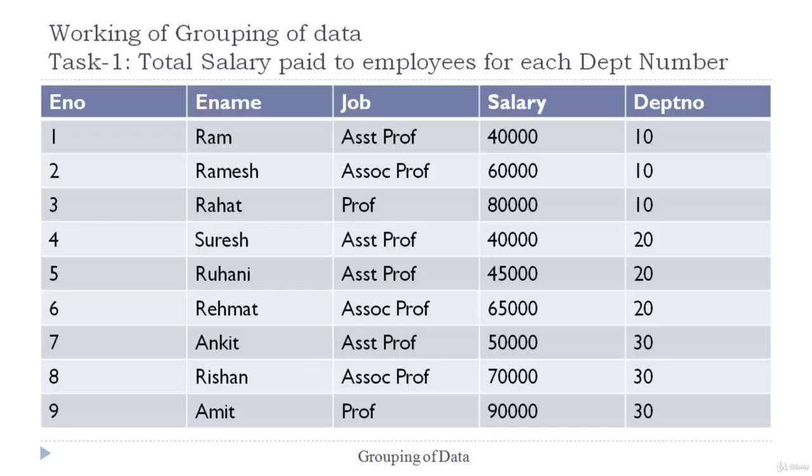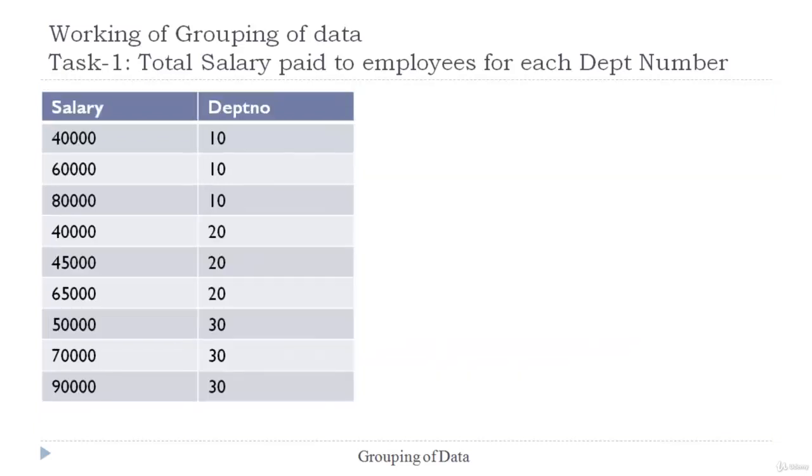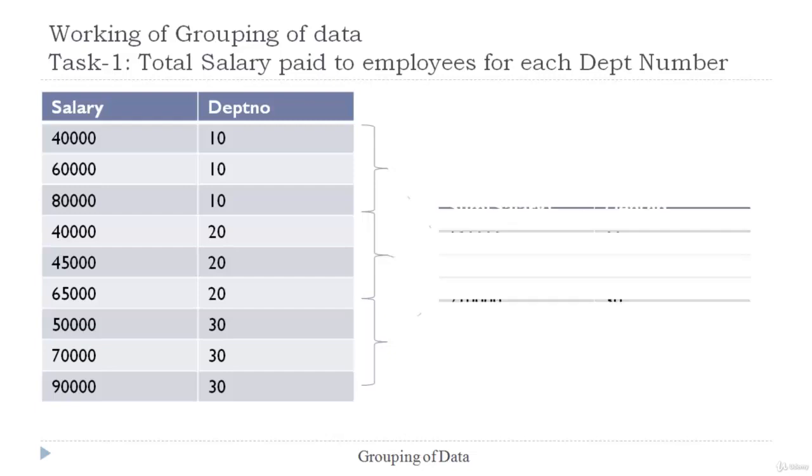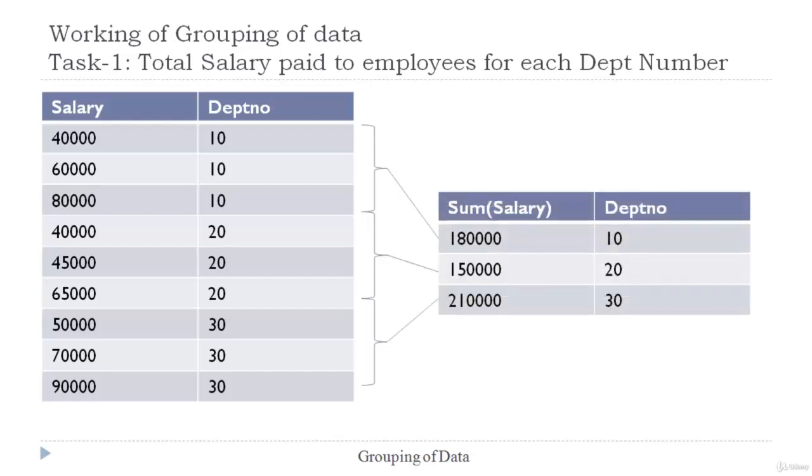So let us simplify this data by selecting these 2 columns. Then grouping will be performed on the department number column and 3 groups will be created, one for department number 10, another for department number 20 and a third group for department number 30. Then some function will be applied on each group to find the total salary for each department as shown here.